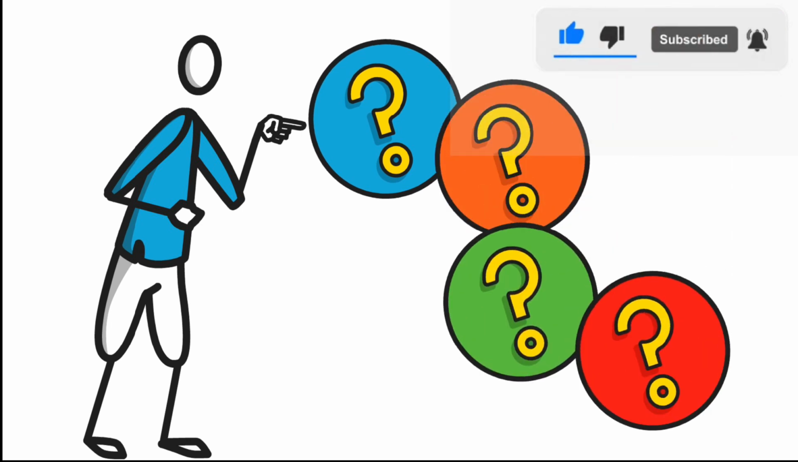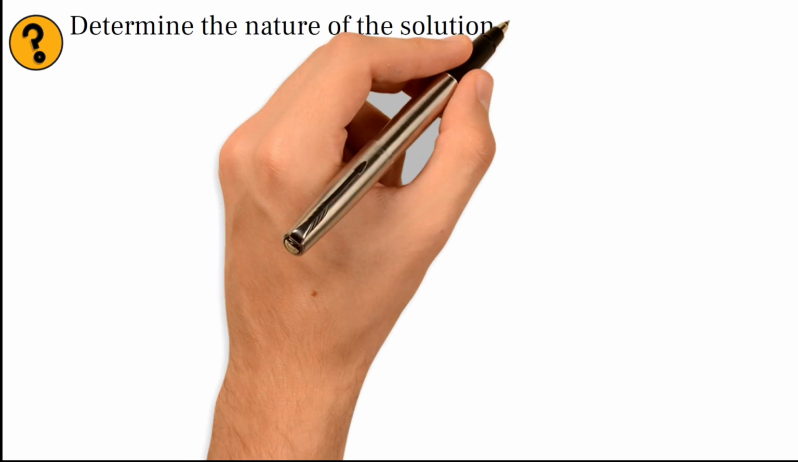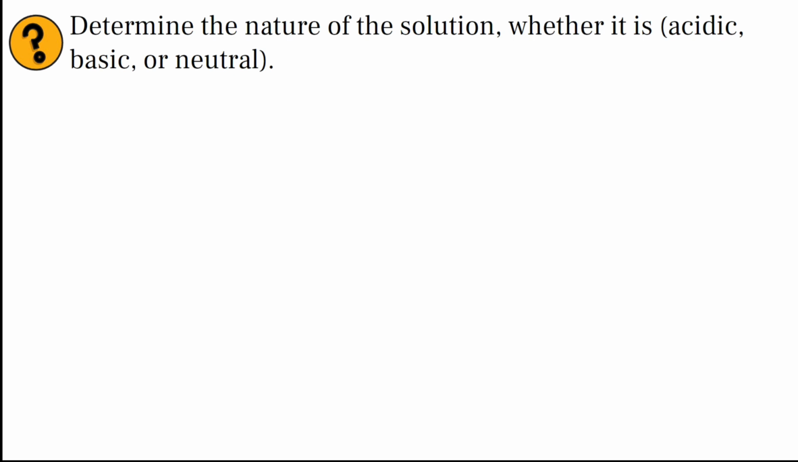Now let's solve some examples together. In the first exercise, it's required to determine the nature of the solution, whether it's acidic, basic, or neutral, if the concentration of H3O+ is 1 times 10 to the power of minus 5. To solve this question, we have to determine whether the concentration of H3O+ is less or greater than 1 times 10 to the power of minus 7.